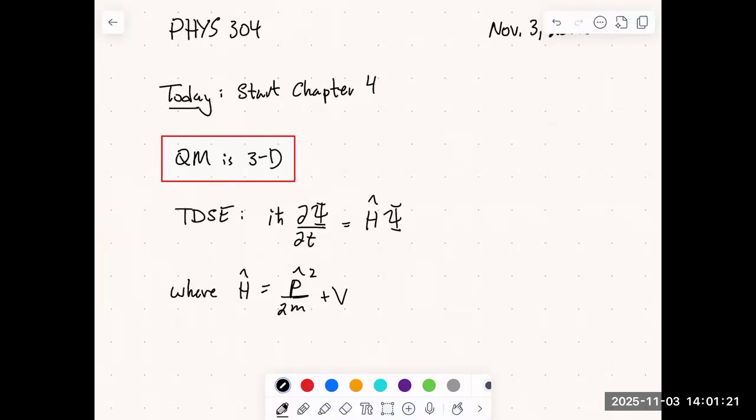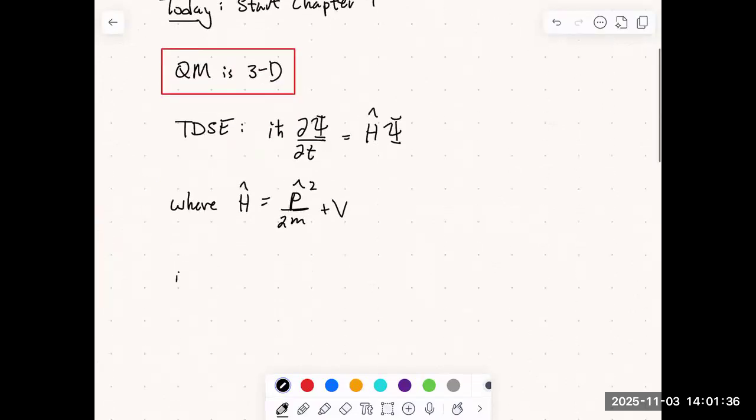Okay, so we're going to start with our time-dependent Schrodinger equation. Nothing changes there. The Hamiltonian is still the kinetic energy term plus a potential energy term. What is different, however, is that in 3 dimensions, the square of our momentum is going to have a component along x, a component along y, and z, if we were using Cartesian coordinates, for example.